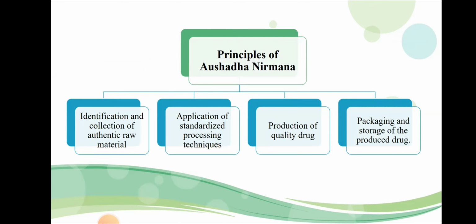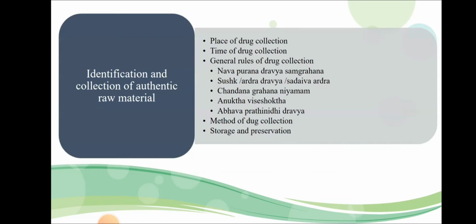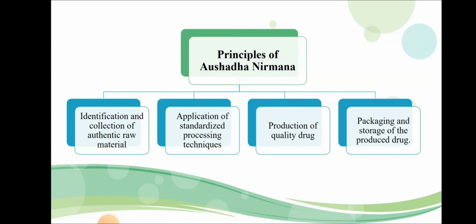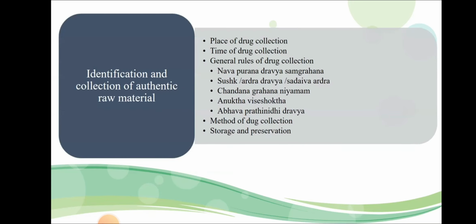Next is the principles of Aushadha Nirmana. The pharmaceutical procedures for any drug involve various processes. Starting from the identification and collection of authentic raw material. Second process is application of standardized processing techniques, production of quality drug. Last one is the packaging and storage of the produced drug.